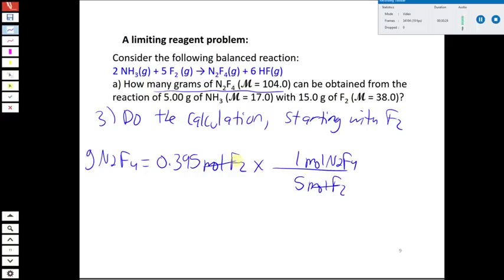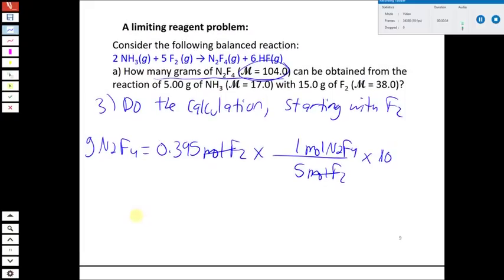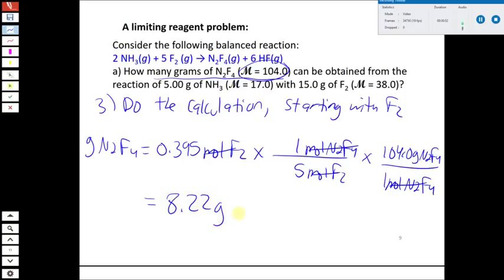And then we want to find the mass of our products. We're going to use its molar mass, just like we did in the last problem, to calculate a mass. So 104.0 is the molar mass. So it's going to be 104.0 grams of N2F4 in 1 mole of N2F4. Moles cancel out. That gives us grams of our product, which is 8.22 grams.